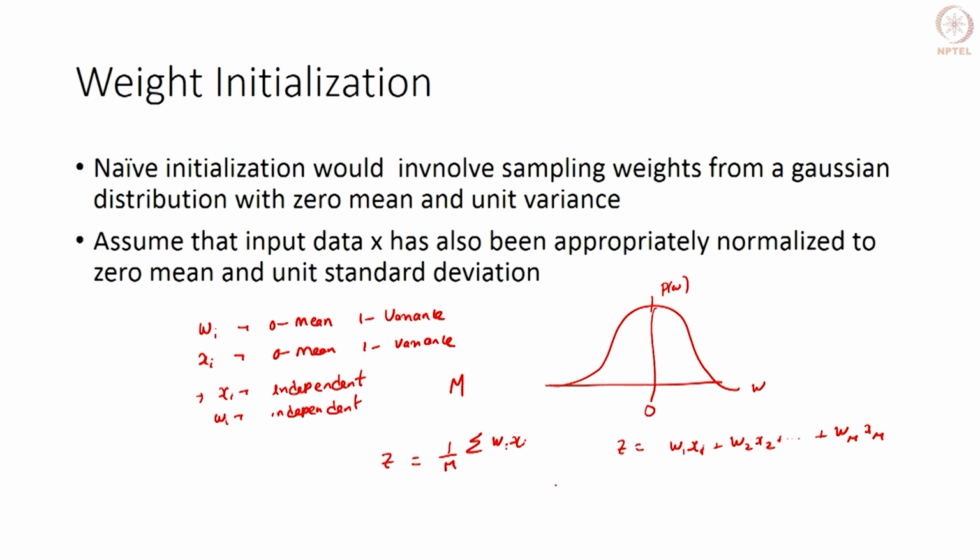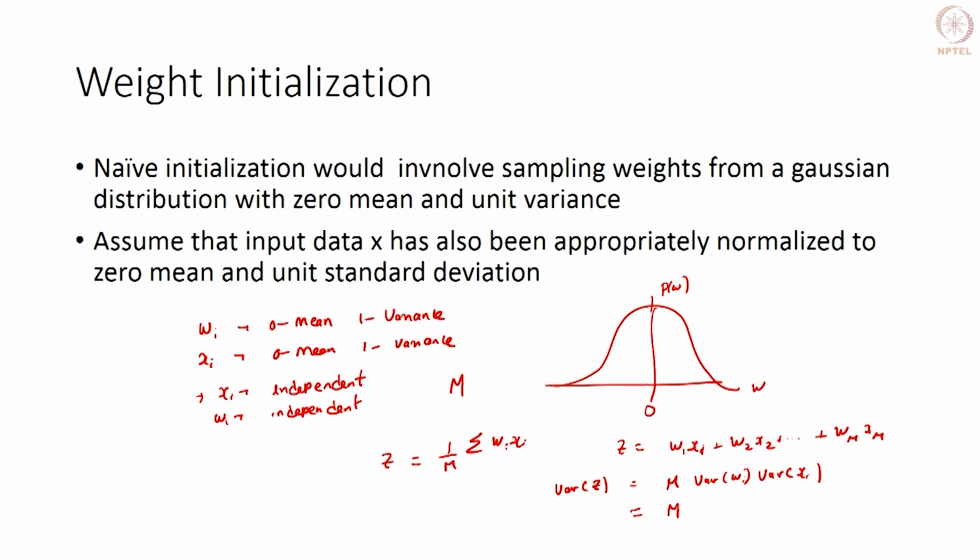So, the variance of z, it turns out, under these assumptions that the Wi are independent, the Xi are independent, and Wi and Xi are independent of each other, would be m times the variance of the W's times the variance of Xi, which is nothing but approximately m in this case. Okay. So, what does this mean?